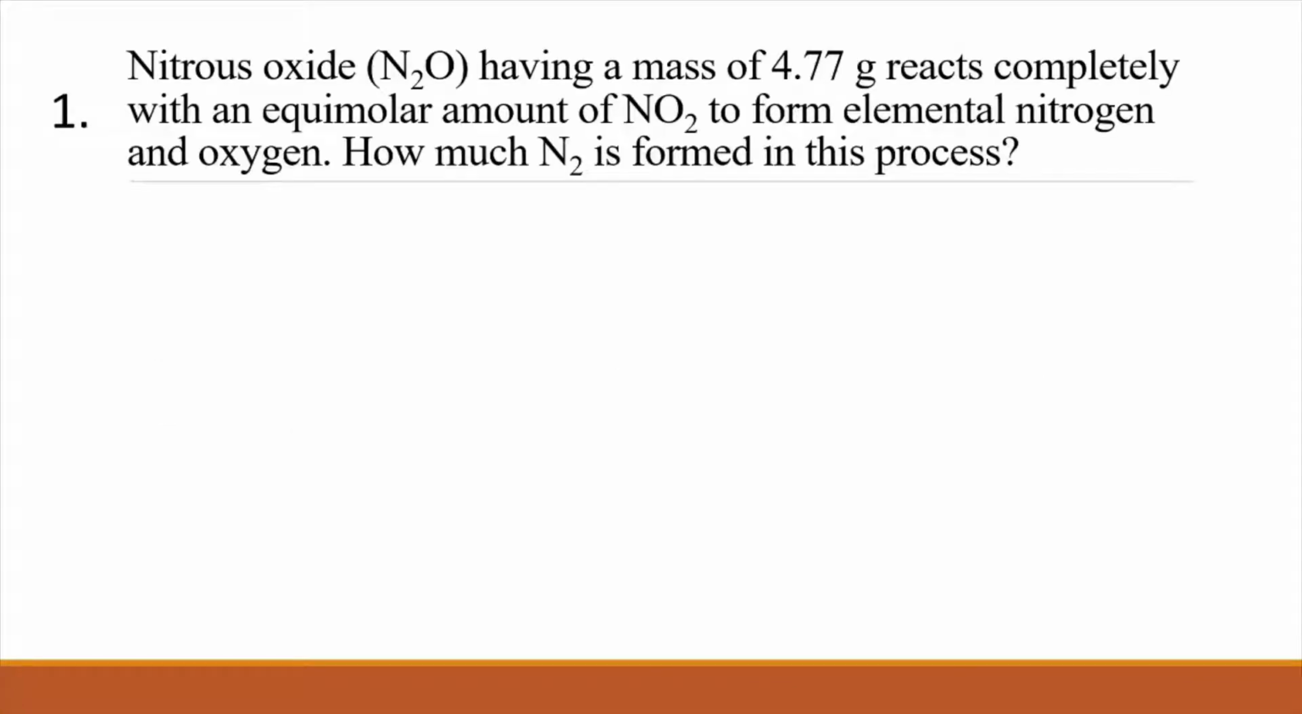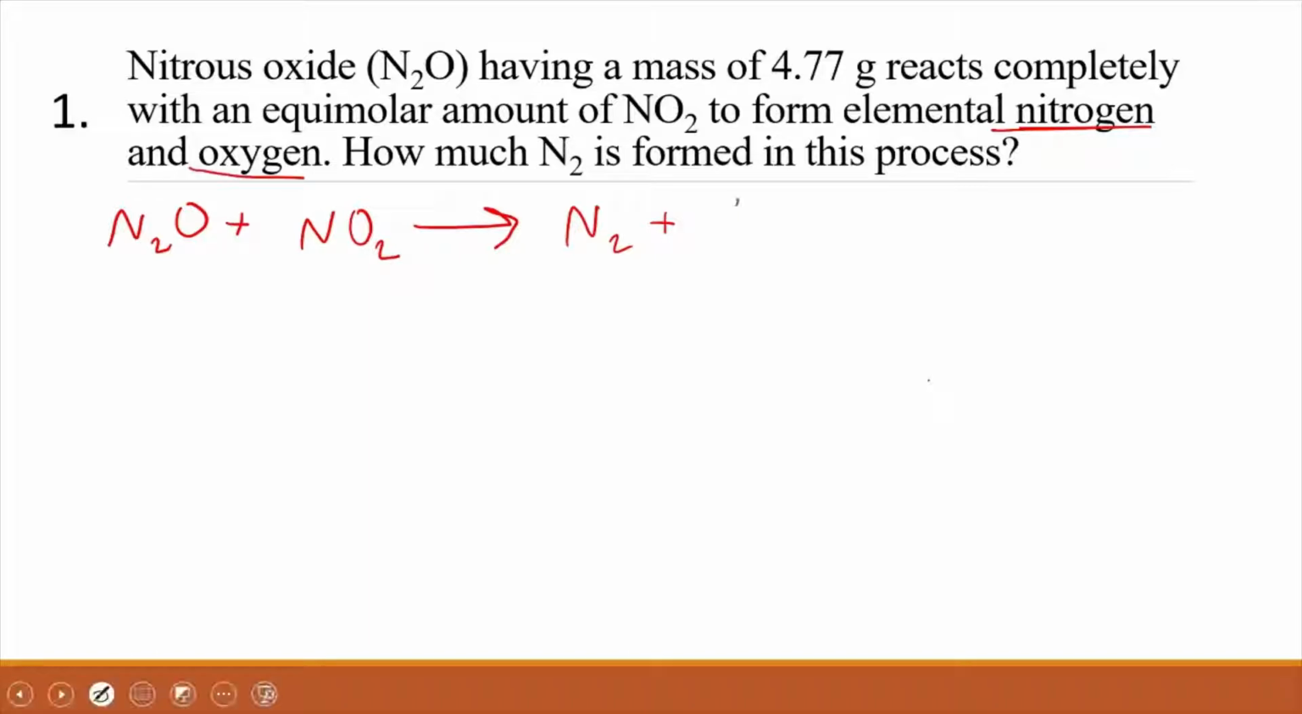So the first question is you're told nitrous oxide has this mass, reacts completely with an equal molar amount of NO2 to form elemental nitrogen and oxygen, and we want to know how much N2 is formed in the process. So our first step here is to write the general reaction. Nitrous oxide, we're told, is N2O, and it's reacting with an equimolar amount of NO2 to form, that gives us our arrow, N2. Elemental nitrogen. So elemental nitrogen, remember, is one of those diatomics. Same with oxygen. So these are N2 and O2 that it's forming.